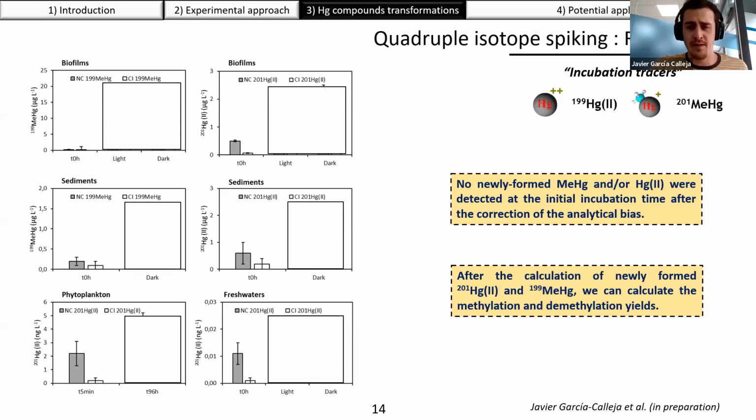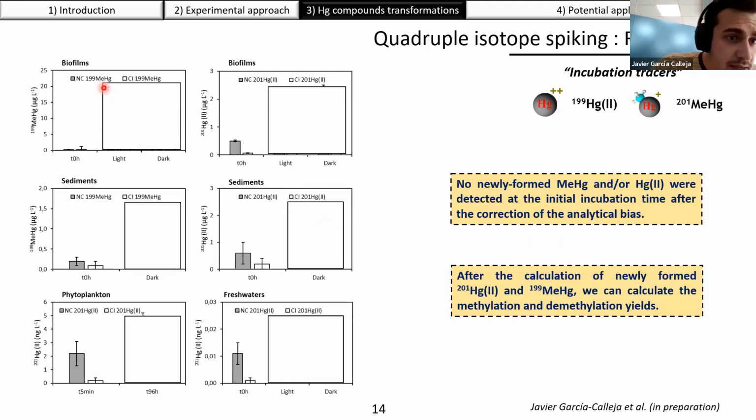When we applied this analytical methodology to our real samples, we can see here all the T0, and here we have 35 minutes of phytoplankton, T0. If we look at the T0, we can see the same pattern. We have an overestimation when we don't correct these interconversion reactions. In other words, we don't have newly formed methyl mercury or inorganic mercury when we correct the analytical bias.